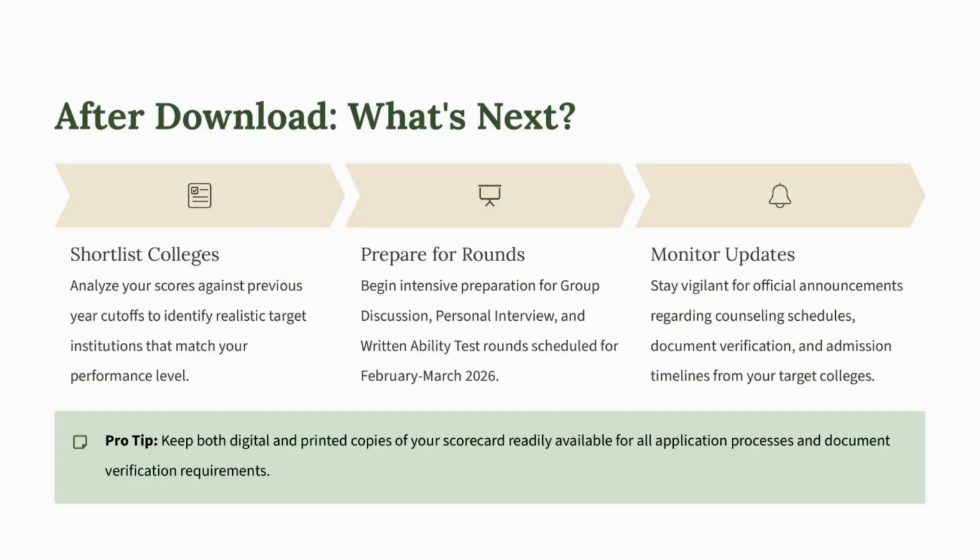Once you have your XAT 2026 scorecard, the next phase begins. It starts by shortlisting colleges based on your score and previous year cutoffs. Then begin preparing for the group discussion, personal interview and written ability test rounds, which are usually conducted between February and March 2026. Also, keep tracking official announcements from colleges regarding counseling schedules, document verification, and admission timelines. One important tip, always keep both digital and printed copies of your scorecard ready for future use.